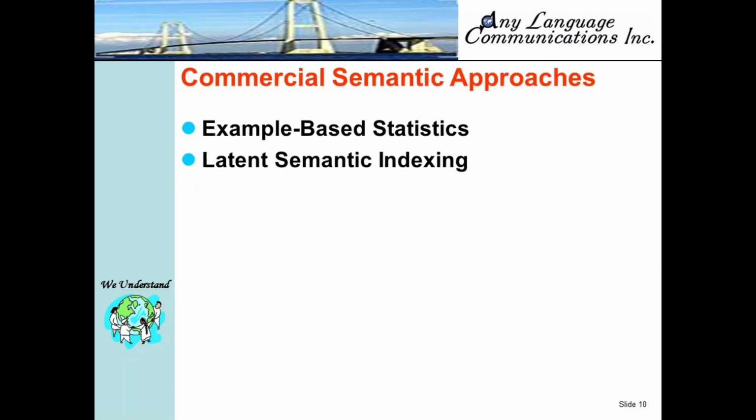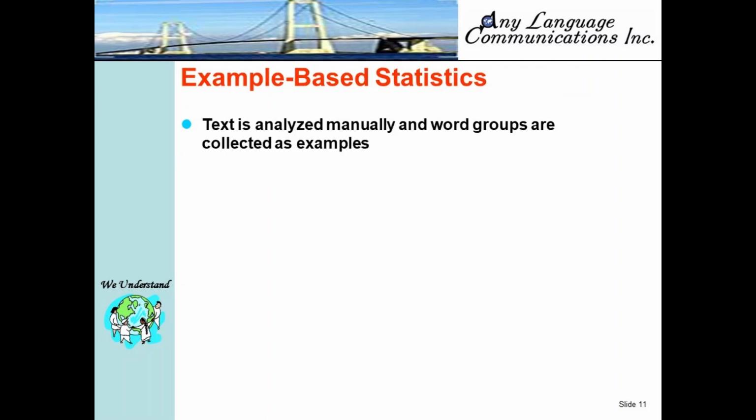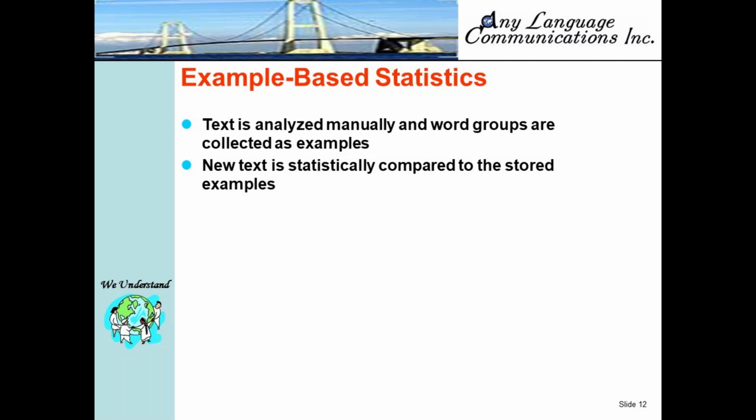The best language analysis systems focus on semantics. There are two general approaches used in commercial products: example-based statistics and latent semantic indexing. Example-based statistical systems are developed by manually collecting word group examples of meaning. When the system is done, new text is compared with the stored examples and statistically analyzed. Needless to say, you need lots of examples. Eventually this works, but it's such a crude way to design software. It's also the way nearly all commercial language understanding and translation software is designed.